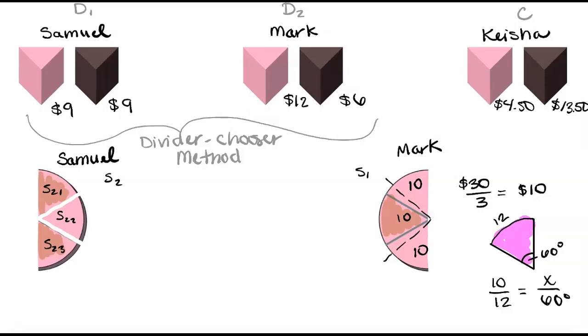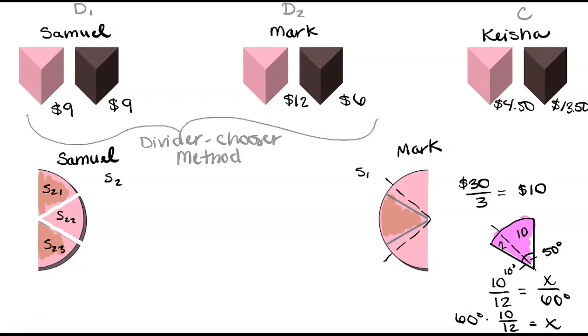Multiplying both sides of this equation by 60 degrees, we get 60 degrees times 10 over 12, which tells us that x, or the portion we leave to be worth $10, is 50 degrees. In other words, if we divide this 60-degree slice into 50 degrees and 10 degrees, the 50-degree slice will be worth $10, while the 10-degree slice will be worth $2.